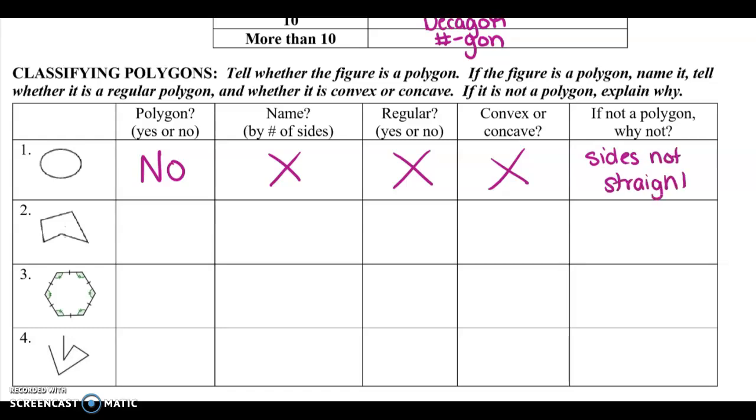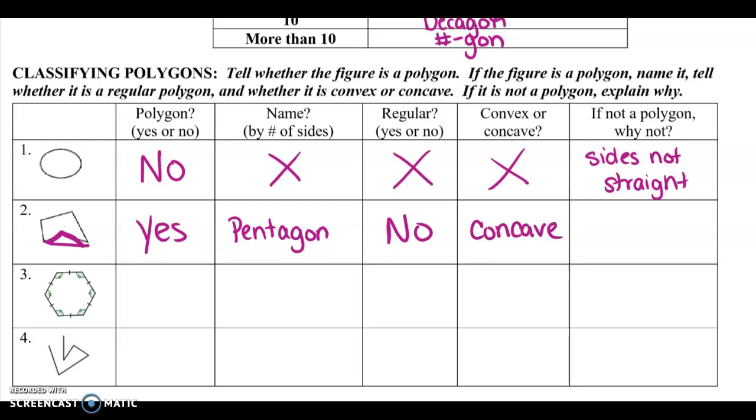For the next one, this is a polygon. Yes, it is a polygon. It has 1, 2, 3, 4, 5 sides. So a 5-sided polygon is called a pentagon. Is it regular? No, it's not regular. I marked the sides up, but you can see that the angles and the sides are not equal in length, so it's not regular. And then it's concave. Do you see kind of how you have a cave here where it jets in? That makes it concave. And then I don't need to answer the last one.